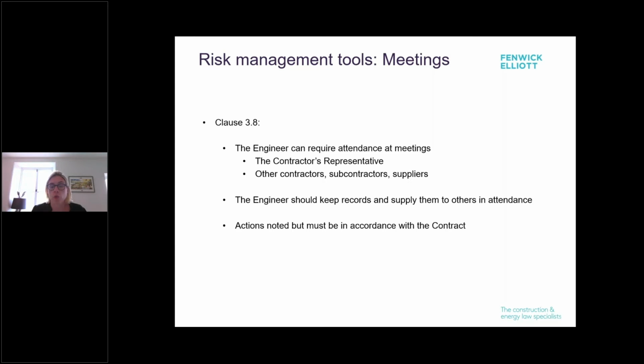Meetings, also a useful tool. The engineer can require attendance at meetings of the contractor's representatives, but also the contractor, other contractors, subcontractors and suppliers, and keep records and supply them to others. All the actions have to be in accordance with the contract, but you can get people in a meeting, perhaps after you've given an advance warning of a particular risk, discuss it, and get everyone together to mitigate that risk. So again, it's a really useful tool potentially. And we see some clients using that in conjunction with risk registers. Perhaps they amend the contract to reflect that, so that risks can be identified. You all agree a plan of action to try and reduce any delays or costs.